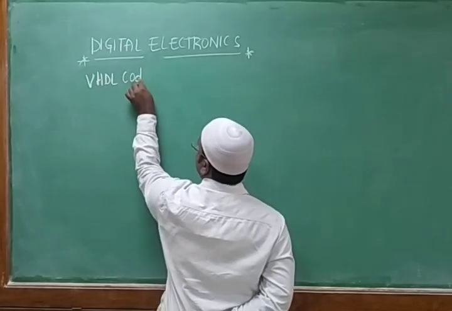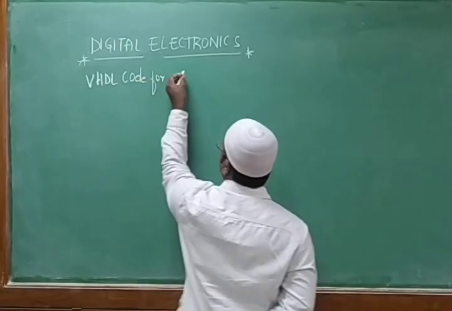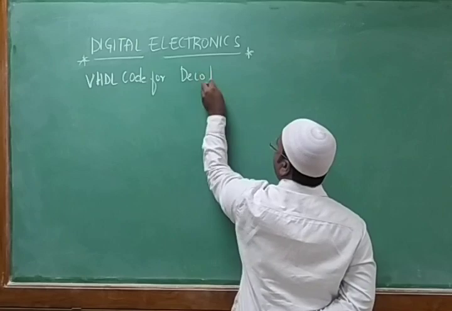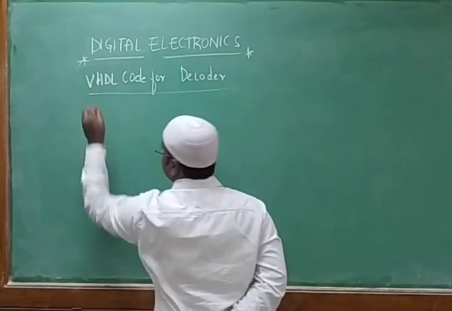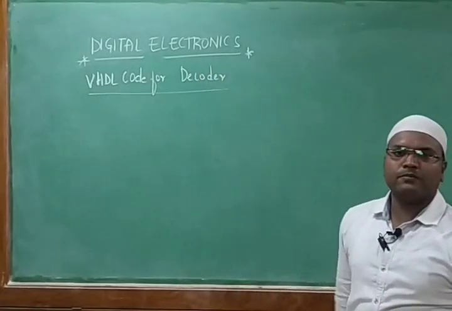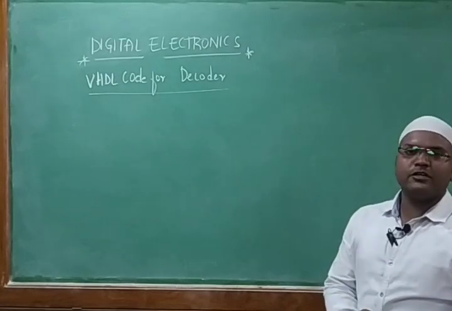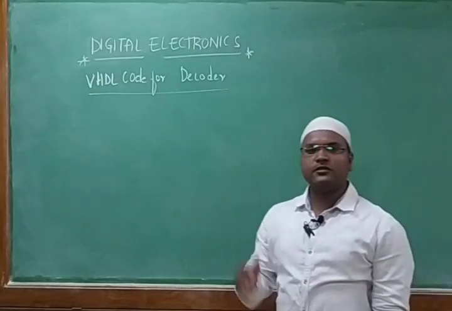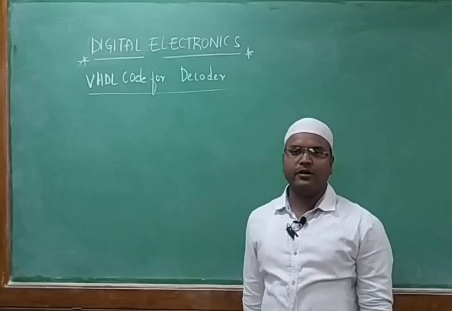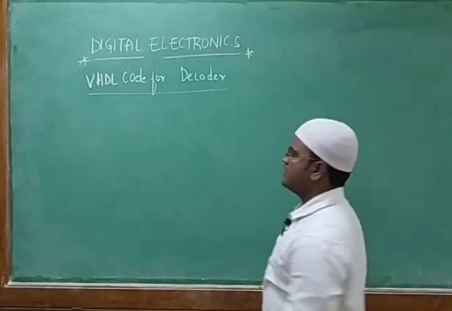VHDL code for decoder. Okay, so this we have not done. So basically we know what a decoder is. A decoder is a device which converts n inputs into 2 power n number of outputs. So let us consider one example.